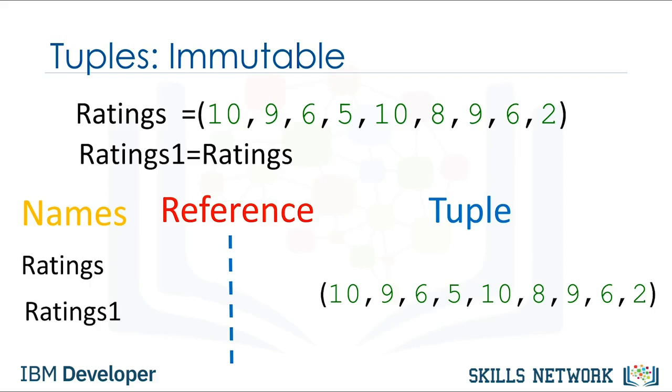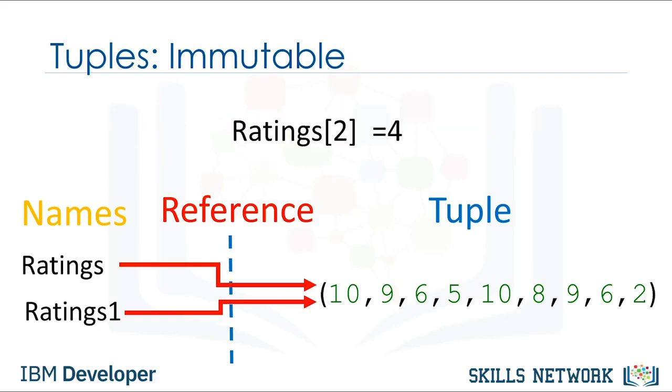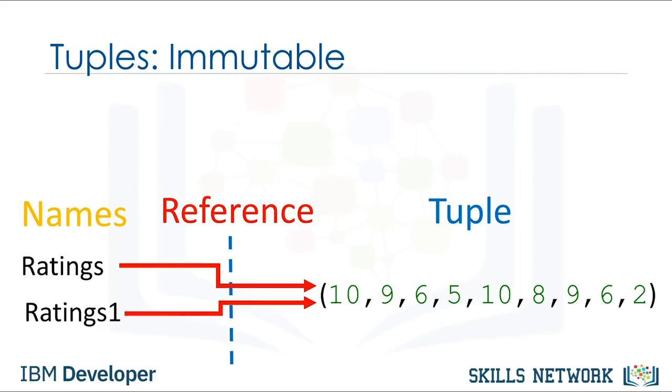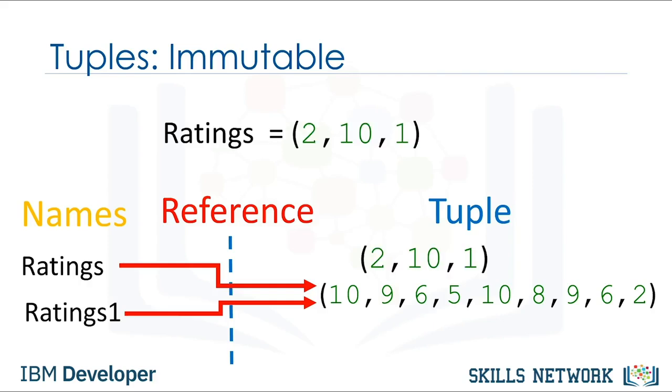Each variable does not contain a tuple, but references the same immutable tuple object. See the Objects and Classes module for more about objects. Let's say we want to change the element at index 2. Because tuples are immutable, we can't. Therefore, ratings1 will not be affected by a change in ratings because the tuple is immutable, i.e., we can't change it. We can assign a different tuple to the ratings variable. The variable ratings now references another tuple.